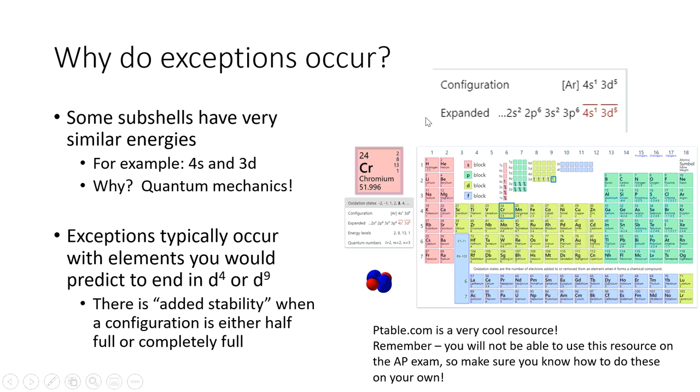Here's an example right here, chromium. If you look here, this is the fourth element in, so we might expect it to be 4s2, 3d4. In reality, it's 4s1, 3d5.